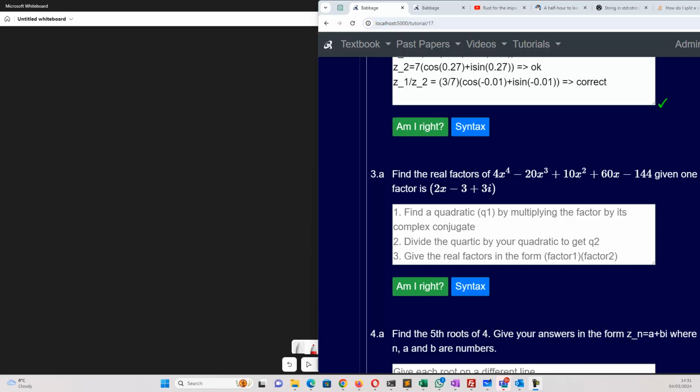Complex numbers, question 3a. Find the real factors of 4x to the power of 4 minus 20x cubed plus 10x squared plus 60x minus 144, given that one factor is 2x minus 3 plus 3i. So we've got 2x minus 3 plus 3i.